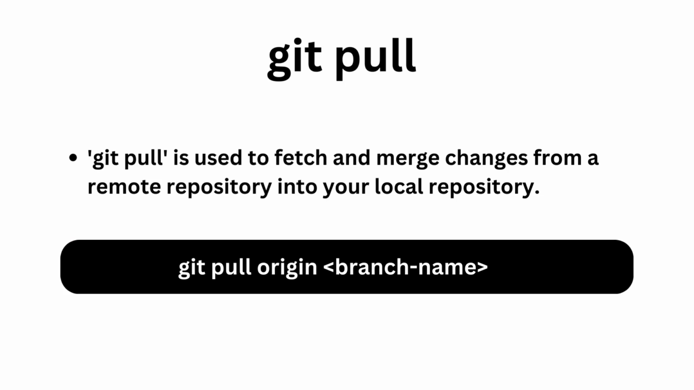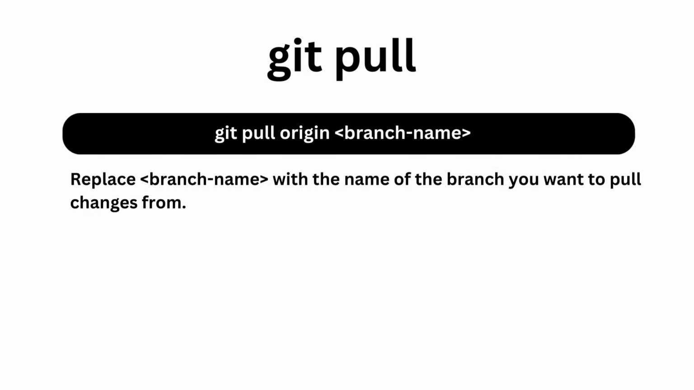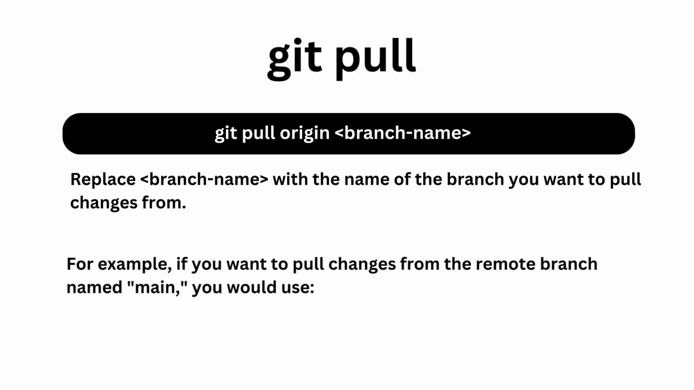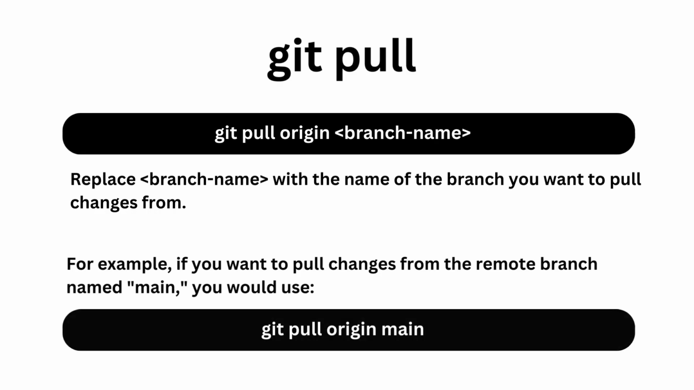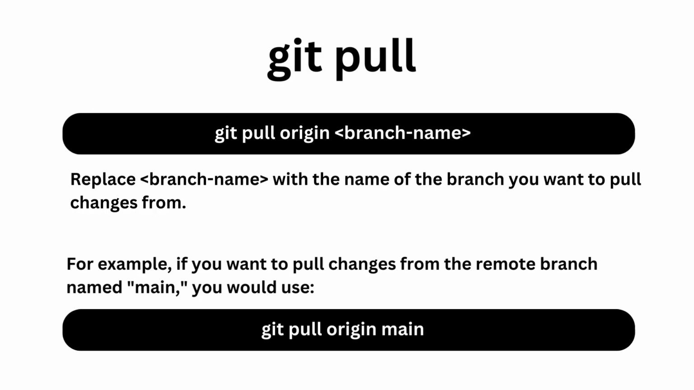git pull is a Git command used to fetch and merge the changes from the remote repository into your local repository. In this command, replace the branch name with the name of the branch you want to pull changes from. For example, if you want to pull the changes from the remote branch main, you would use git pull origin main. Let's start the demonstration.